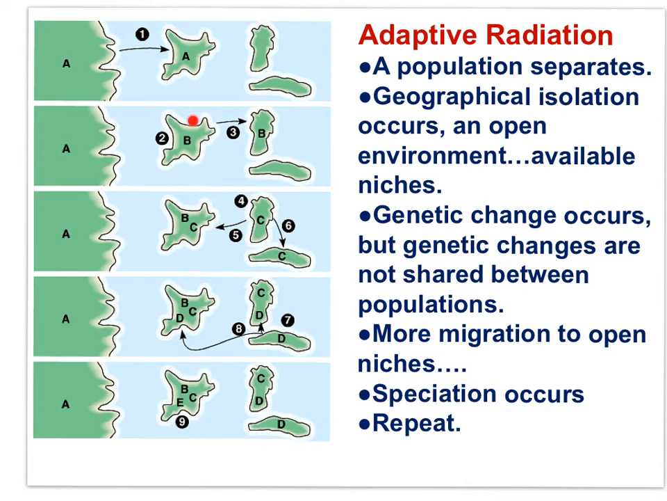Genetic change occurs through time, but genetic changes are not shared between the populations, thus we have a new species B. More migration to open niches, more time, genetic change with isolation, new species C. Repeat this process over time.